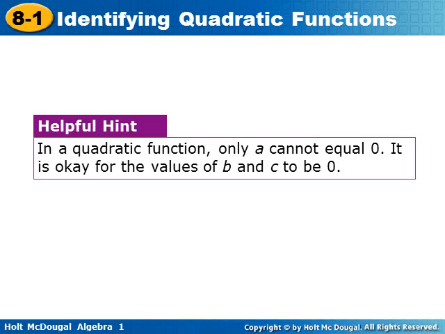In a quadratic function, only a cannot equal 0. It's okay for the values of b and c to be 0.